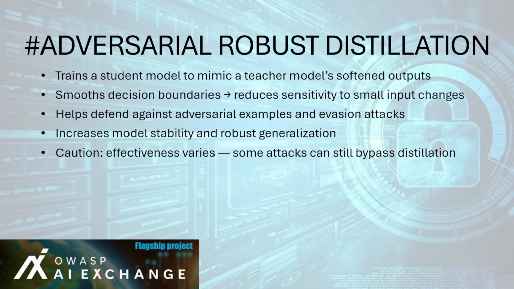As an example, in image classification, if an attacker slightly alters a photo, a distilled student model is less likely to misclassify it because it interprets data with smoother decision logic inherited from the teacher. Adversarial robust distillation helps AI learn more flexibly, think more calmly. It doesn't stop all attacks, but it reduces the model's tendency to overreact to tiny, deceptive input changes.